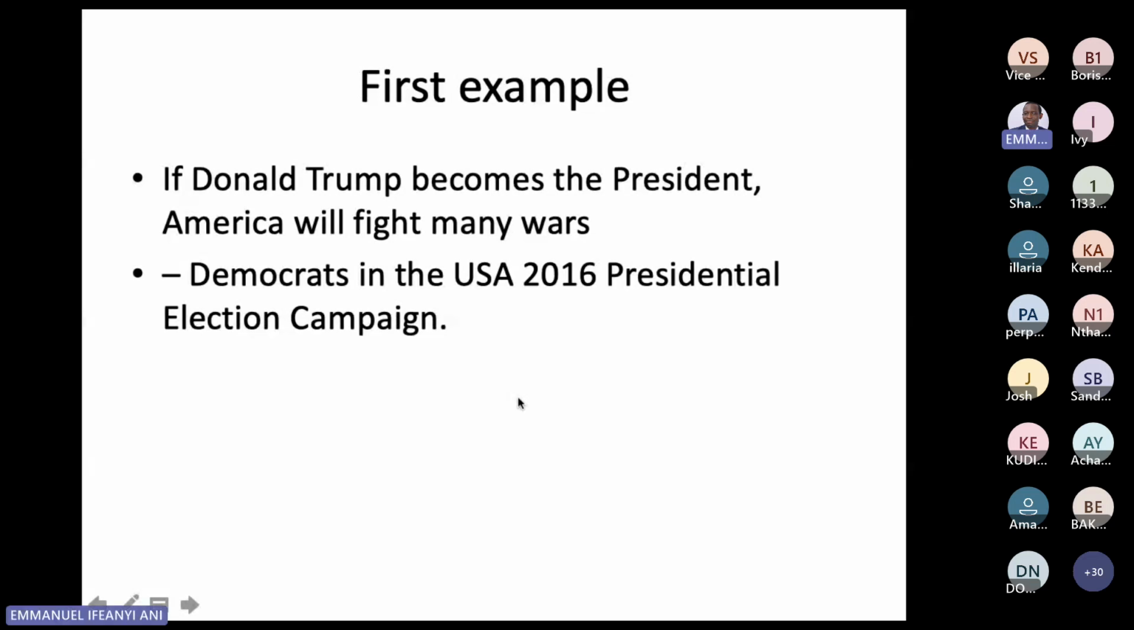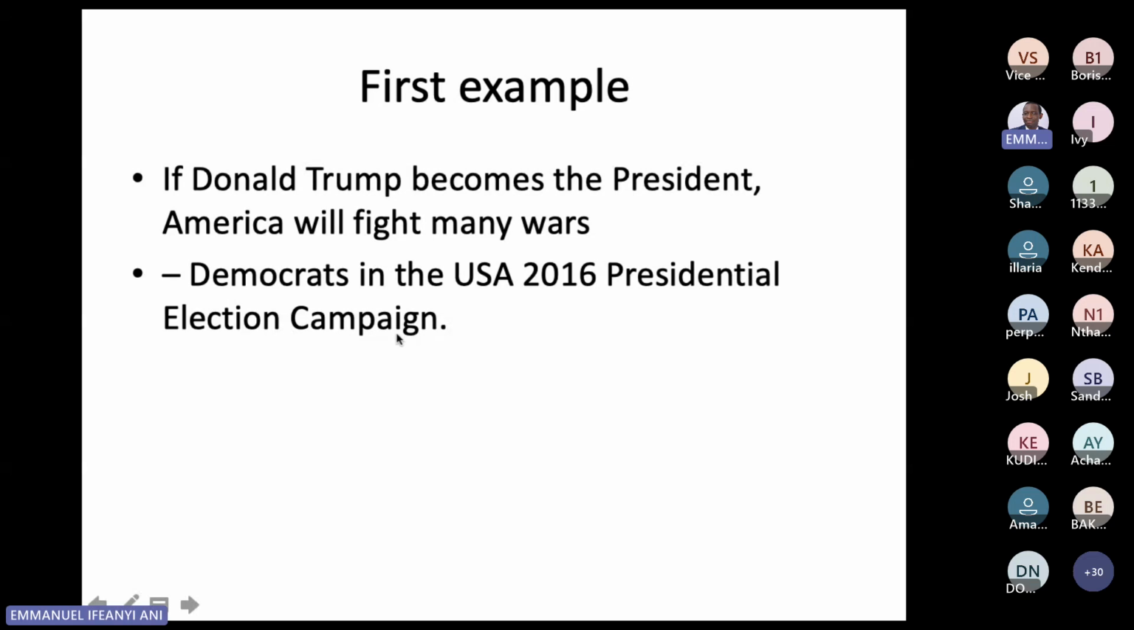Look at the first example of slippery slope. If Donald Trump becomes the president, America will fight many wars. This was an argument made by Democrats in the USA during the 2016 presidential election campaign. After this, Donald Trump became the president, but America didn't fight more wars than it was fighting already. So it means the argument was a slippery slope: just elect him and then the whole country will slip down a slippery slope to war.